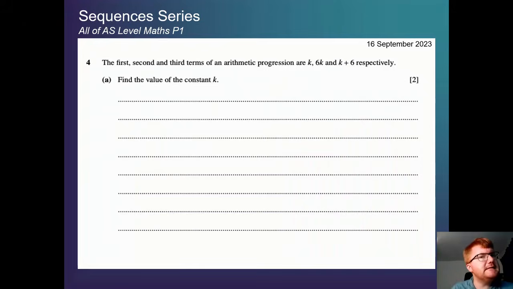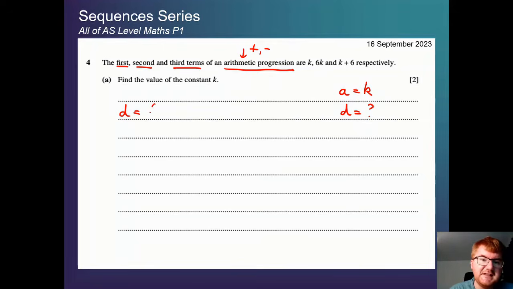On to our next question, slightly different to what we've seen so far. So the first, second and third terms of an arithmetic progression, important word, so we're adding or minusing each time, are k, 6k and k plus 6. And we need to find the value of the constant k. Now we know what the first term is, that's just equal to k, but we don't know what the common difference is. But we can use a technique that we've already seen in this video. So the common difference is just, say, the second term, which in this case is 6k, minus the first term, which is just k.